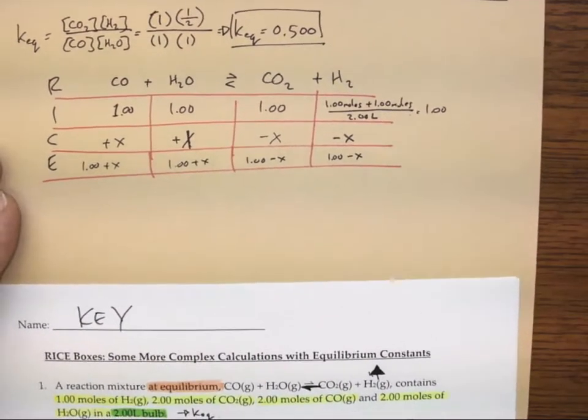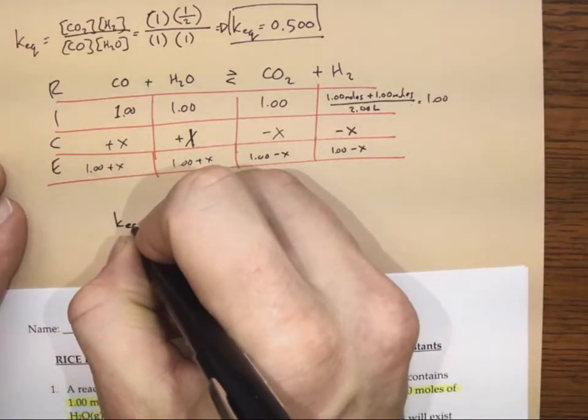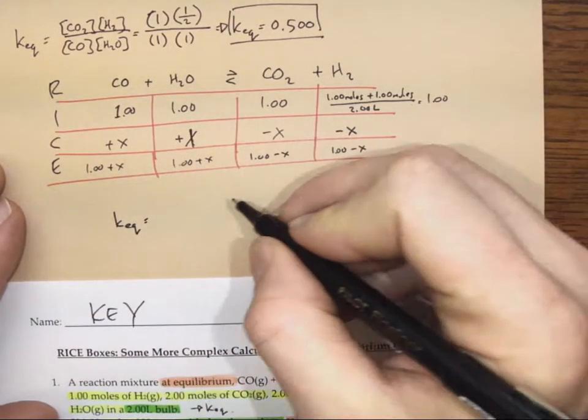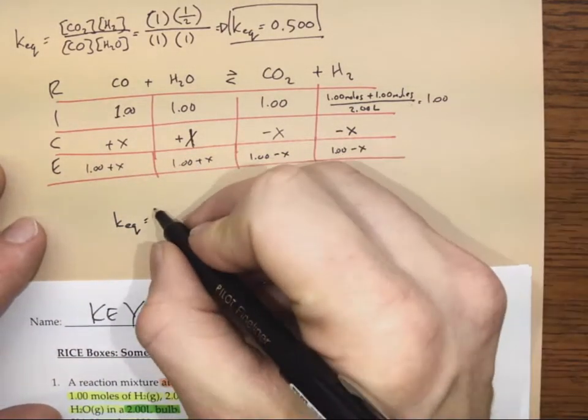Now we just have to solve for our variable X. So our equilibrium constant is going to be our concentration of carbon dioxide and hydrogen.